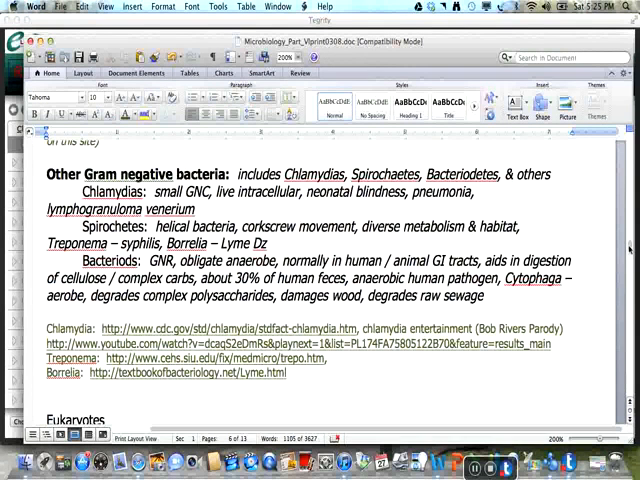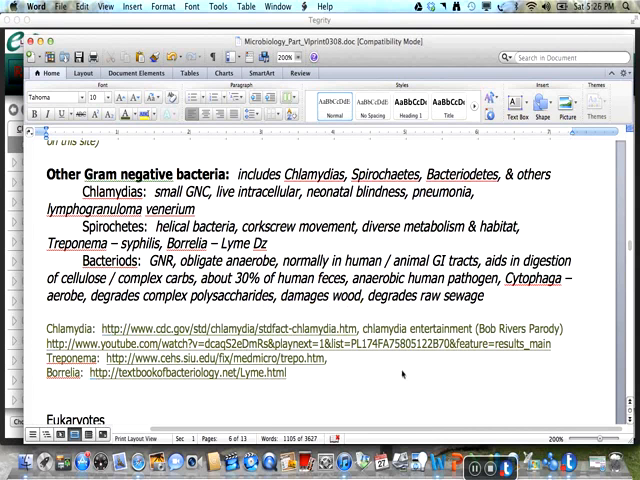Other gram-negatives include the chlamydias, spirochetes, bacteroidetes, and others. The chlamydias are small gram-negative cocci that live intracellularly. They cause neonatal blindness, pneumonia, and lymphogranuloma venereum. The spirochetes are helical-shaped bacteria which use a corkscrew-type movement. They have diverse metabolism and habitats. These include Treponema causing syphilis and Borrelia causing Lyme disease.